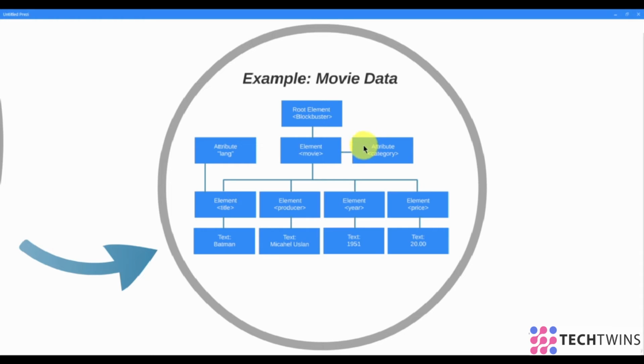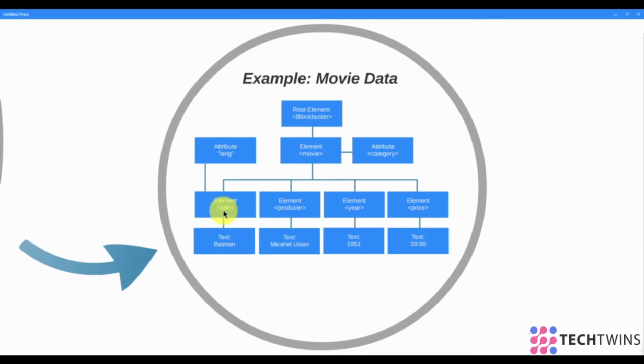In this case, our attribute for the movie element will be the category. For example, action movies, comedy, horror. Any one of these values can be stored in the category. Underneath the movie element, we have a series of other elements. These are called child elements.